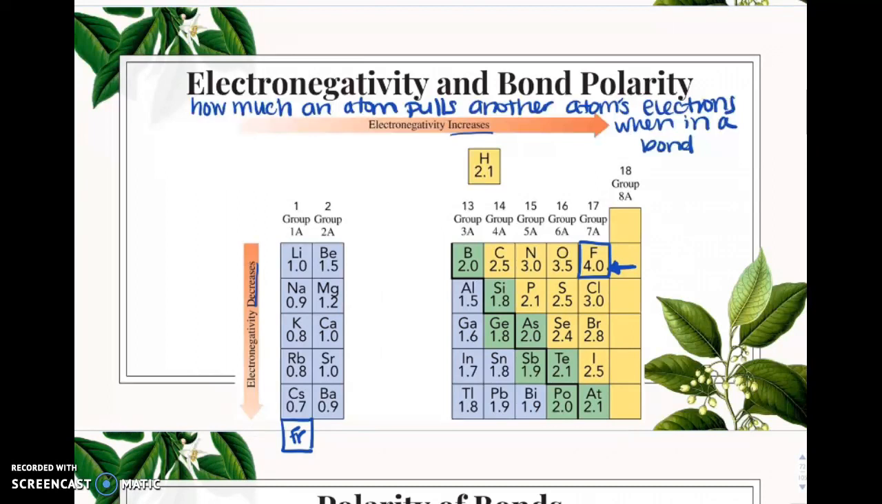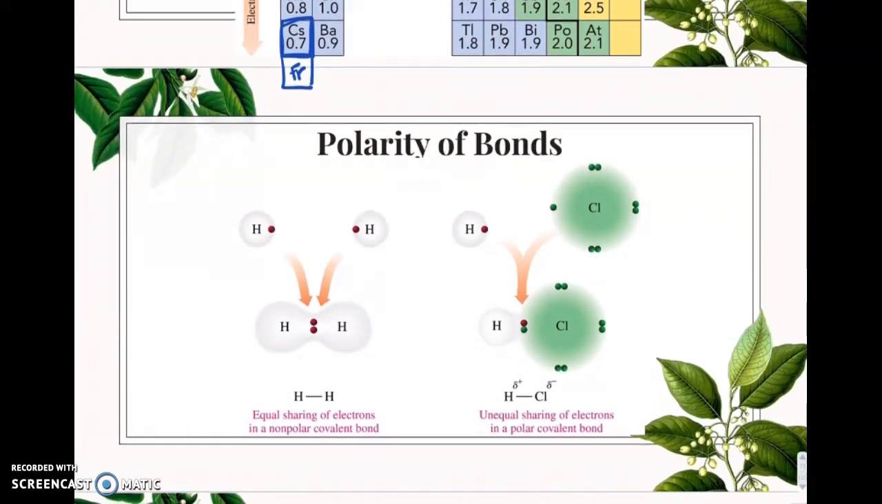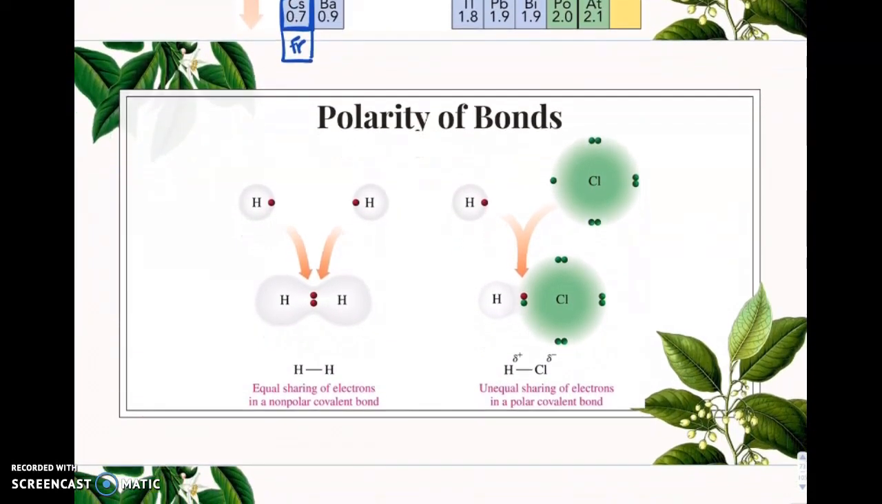So if I put an atom that really, really wants electrons with an atom that really, really, really doesn't want electrons, then I'm going to have a big electronegativity difference. So a large electronegativity difference in a bond means that bond is going to be really uneven. It's going to be really unequal with how it shares electrons. So if we're looking here at what that means, it means polarity.